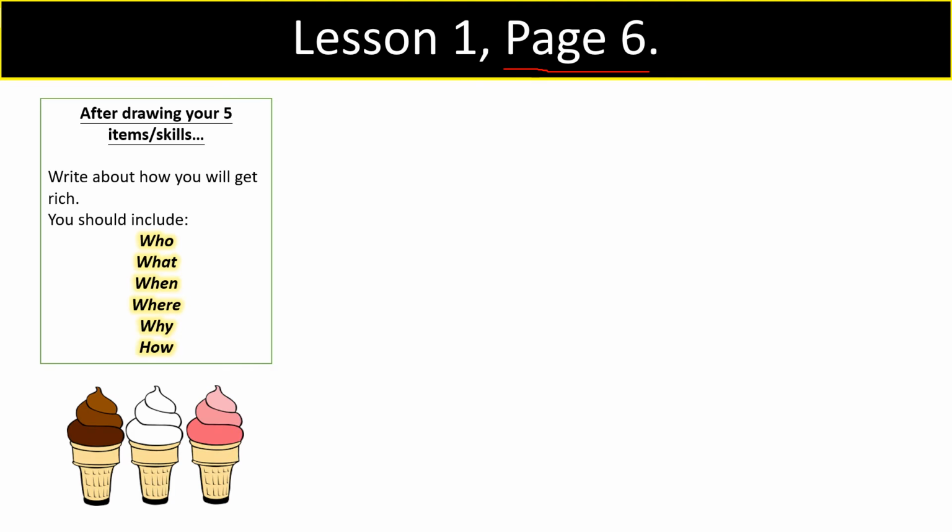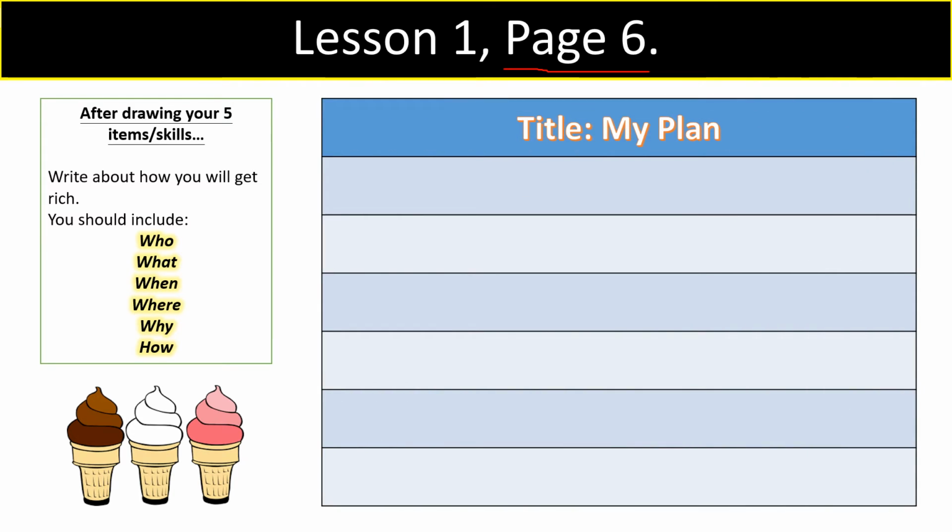Today I'm going to focus on ice creams. Number one, because I like ice creams, and number two, because the weather is very warm today. So my thinking is, well, if I want to make money, I can sell ice creams to people. On your book, what you're going to need to do first is write the title of your writing. What I've written is my plan, and that's a good title because it talks about what you're going to do or what you hope for will happen so that you can make money.